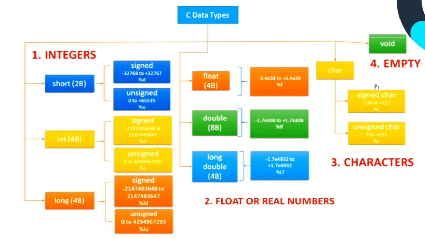Then moving on to the float data type, or the real numbers, which is subdivided into float, and then double, and then long double. Then moving on to the third data type, which is the character data type, char. And they are of 2 types, which is signed char and unsigned char. Then the last data type we are dealing with is the void data type, which is an empty data type. Moving on.